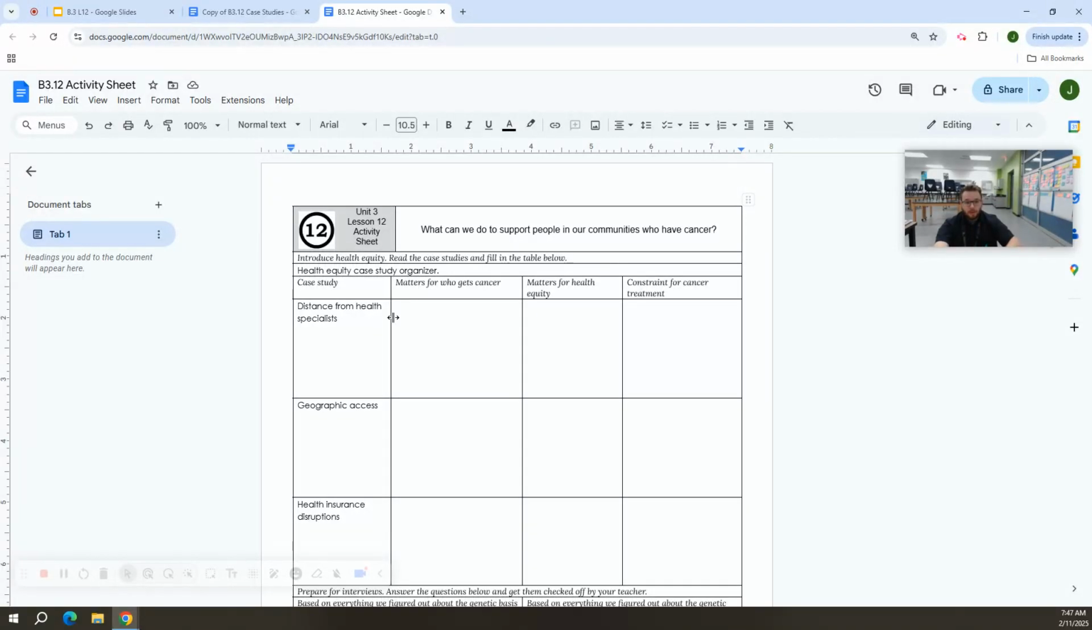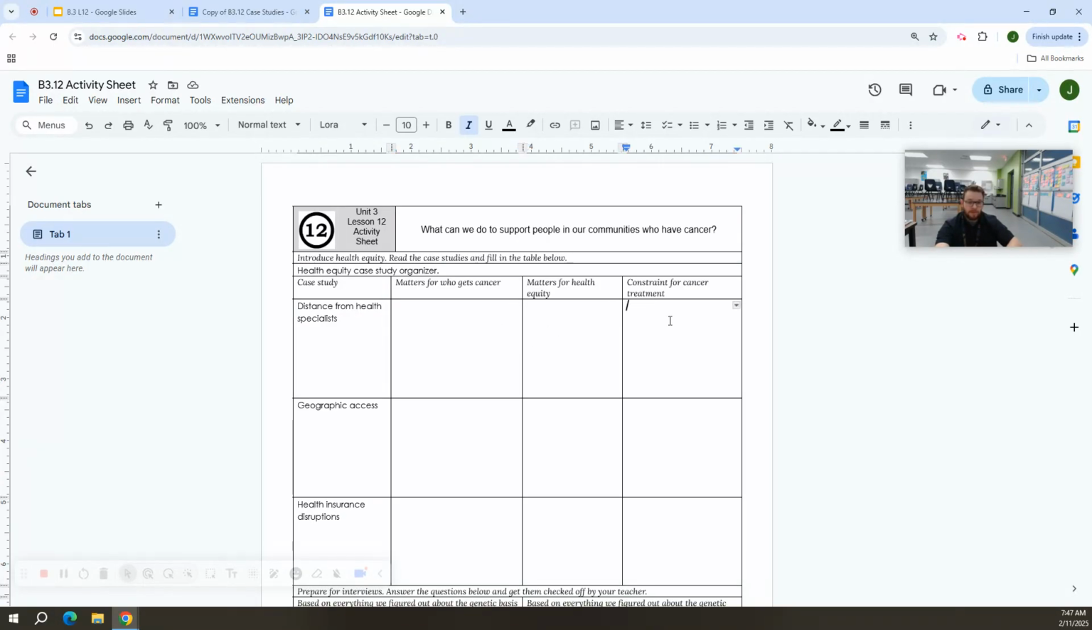So how does it matter for who gets cancer? How does distance from health specialists change who gets cancer? How does it matter for health equity or the ability for people to get access equitably to healthcare? And then how is it a constraint for cancer treatment? How does it prevent people from getting the treatment that they need for cancer?